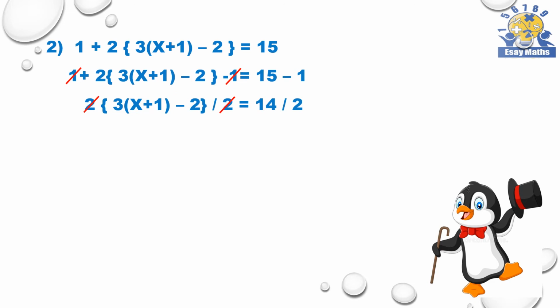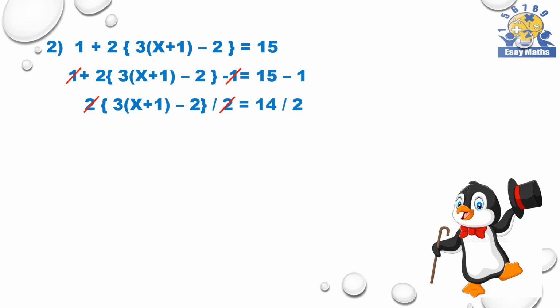Now the remaining is 2 into 3 times of x plus 1 minus 2. Now it's equals to 14. Now it's like the previous question. 2 and 14. 14 is divisible by 2. So we can divide both sides by 2.